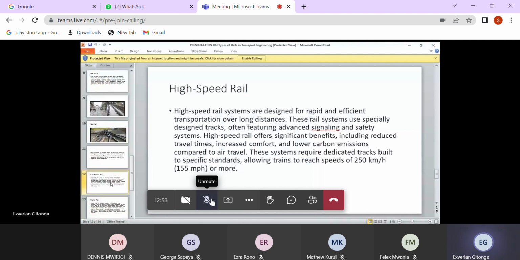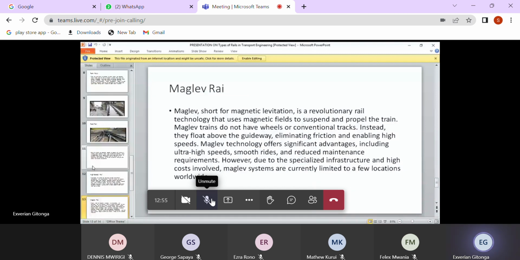Now, finally, we are going to look at the maglev. So this is magnetic levitation. Maglev is a short form of magnetic levitation. So it is a revolutionary rail technology that uses magnetic fields to suspend and propel the train. So these maglev trains do not have wheels or conventional tracks. Instead, they float above the guideway, eliminating friction and enabling high speeds.